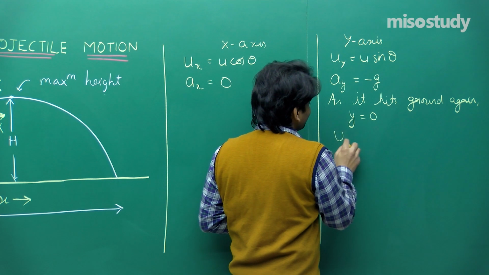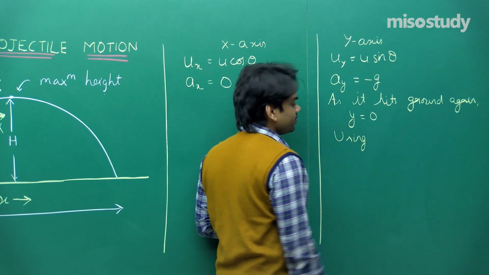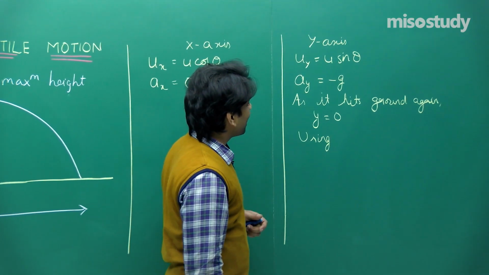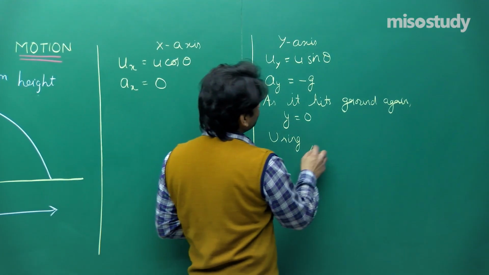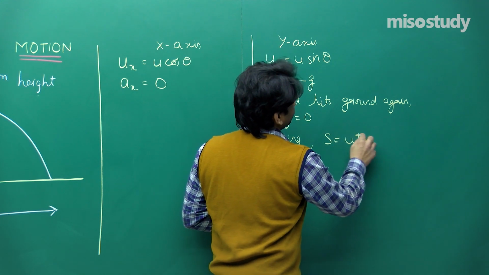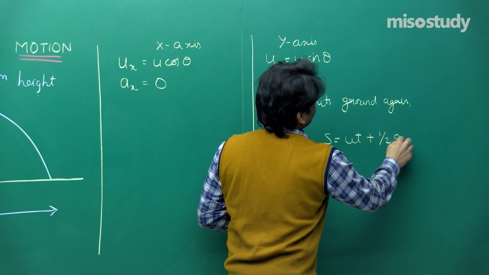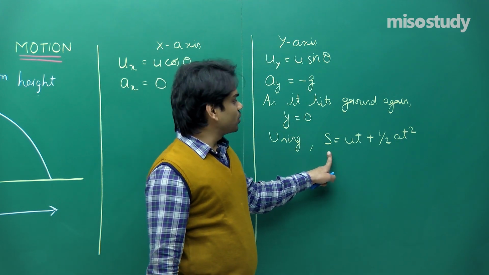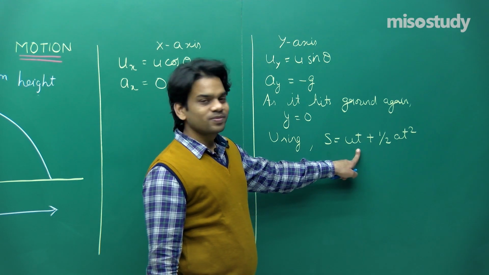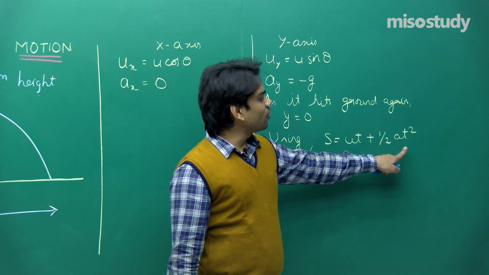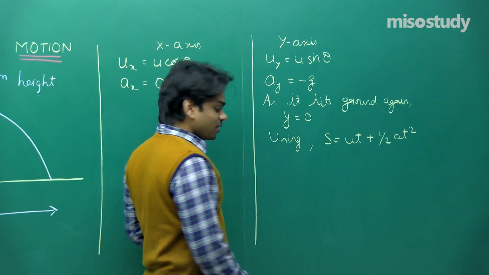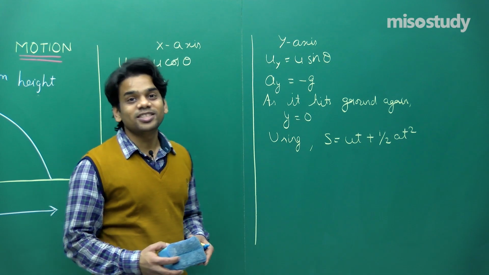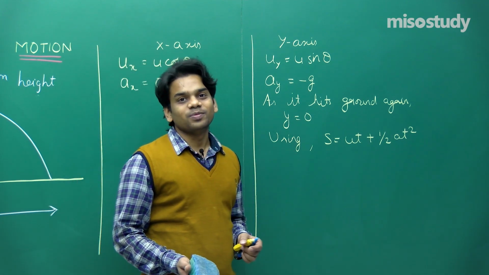So use s equal to ut plus half at square. You can use this, s equal to ut plus half at square. s along y direction will come out to be 0. You know the value of initial velocity, you know the value of acceleration that is acting. So with this we can find out the value of time that it will take to finally reach the ground. Let us try to see that.